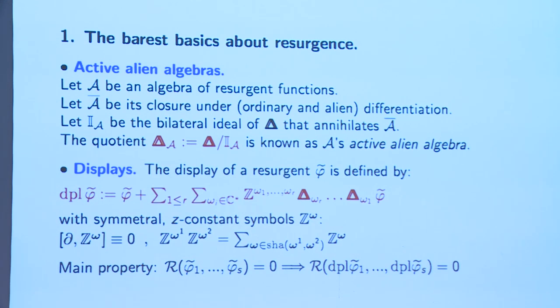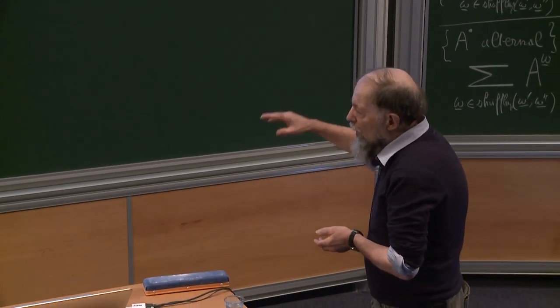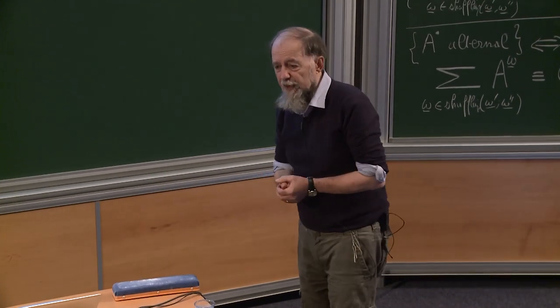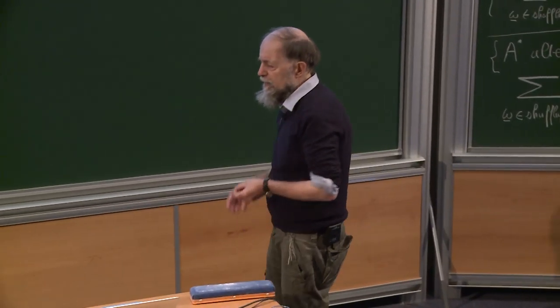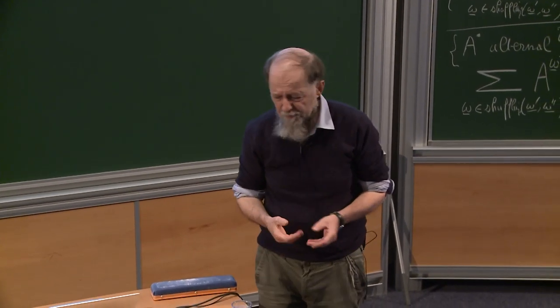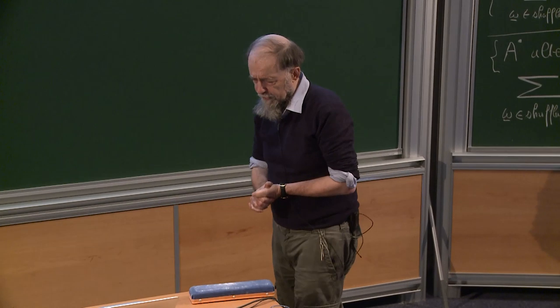But the main property and the main use is that of extending any relation between any number of resurgent functions. Take any relation R involving plus, minus, composition, ordinary derivation, etc. And it automatically carries over to the displays, which is extremely useful because the second identity involves a huge number of constraints. So it is extremely useful to prove independent theorems and that sort of thing.